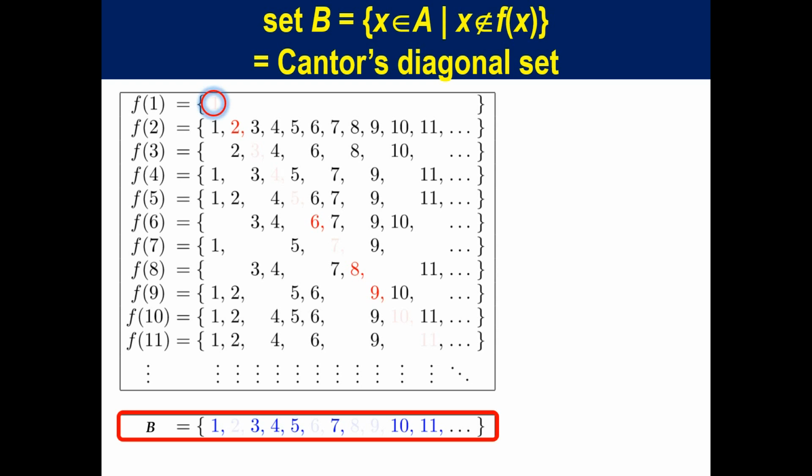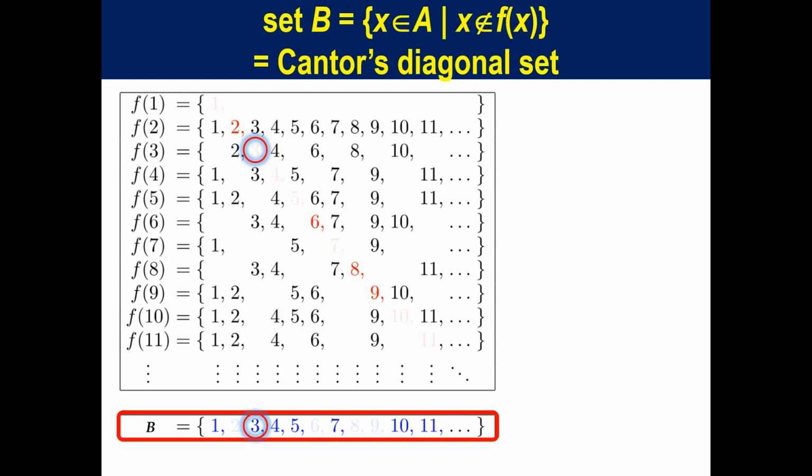Thus, because there is no 1 as an element in F1, 1 is included as an element in B. This is what is meant by B whose element x is not an element of fx. There is 2 as an element in F2. Thus, 2 is not included as an element in B. There is no 3 as an element in F3. Thus, 3 is included as an element in B, dot dot dot.